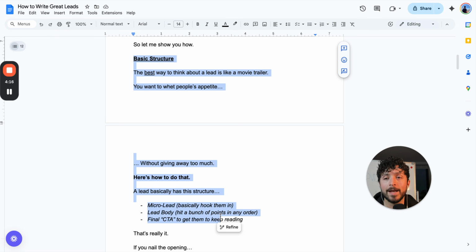So I'm invested in it, but I don't want to give too much away that they feel like, oh, I already kind of know what he's talking about. I'm not interested, right? And they self-select out. That's super important. So you want to whet people's appetite without giving away too much. That is what the lead is for.